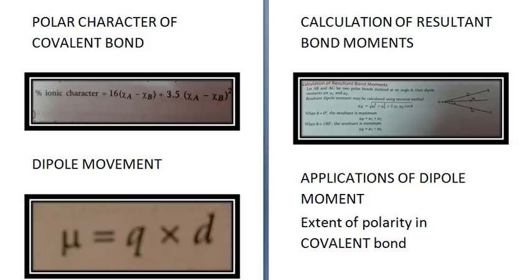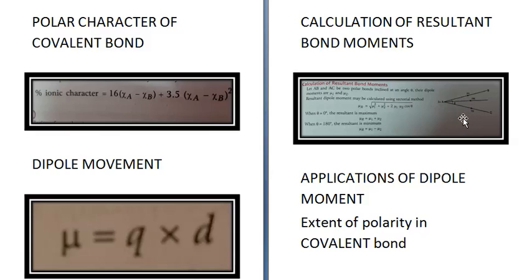resultant bond moment. See here in this figure, let AB and AC be two polar bonds inclined at an angle of theta degree. This angle between AB and AC is theta degree. Their dipole moments are mu1 and mu2. Mu1 is of AB and mu2 is of AC.